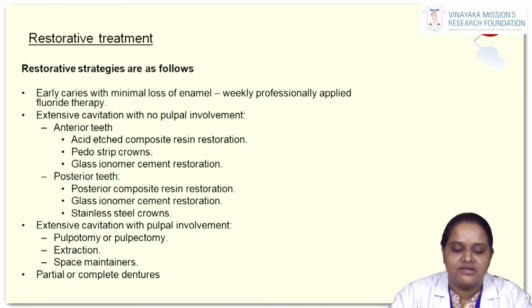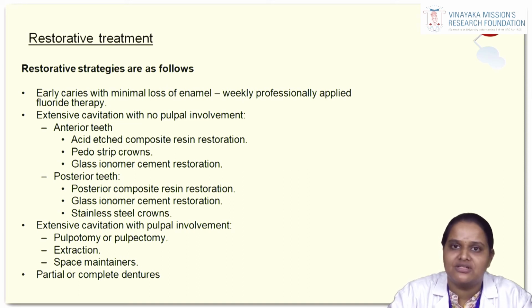glass ionomer cement restoration and stainless steel crowns to maintain the retention and morphology of the tooth structure, because it aids in the masticatory force and withstands all the masticatory force when you go for crowns in the posterior teeth. So, for an extensive cavity with pulpal involvement, either pulpectomy or pulpotomy can be done, followed by stainless steel crowns.